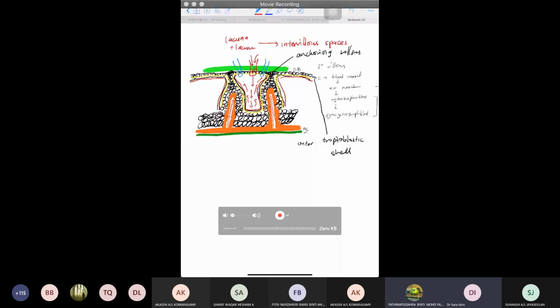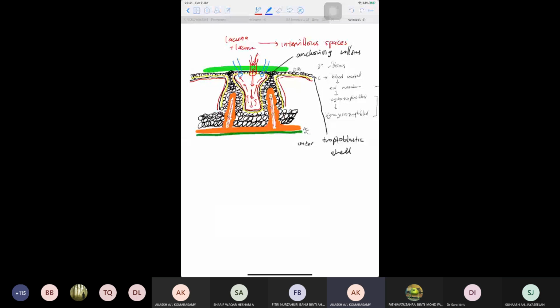Okay, so far? Doctor, yes. Once the intervillus space is formed, then what happens to the syncytiotrophoblasts?